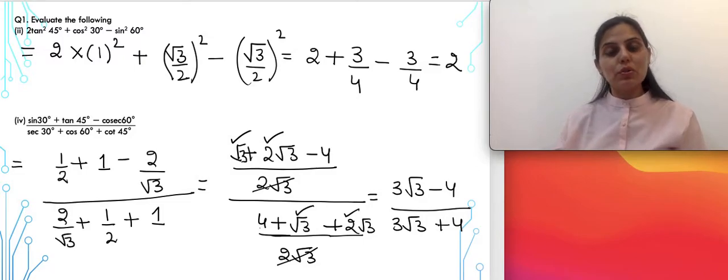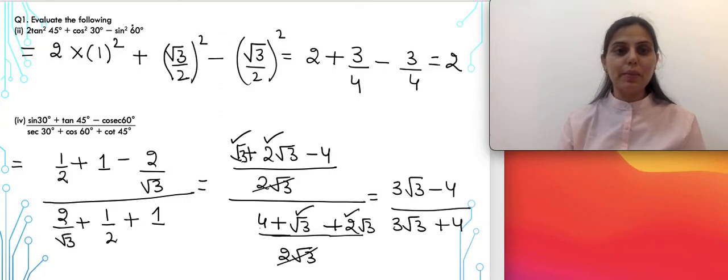Now we have done the process of rationalizing the denominator before. So let's rationalize the denominator in this case.